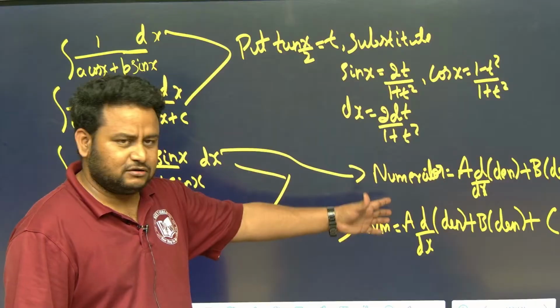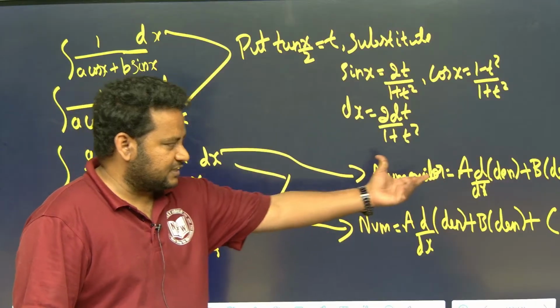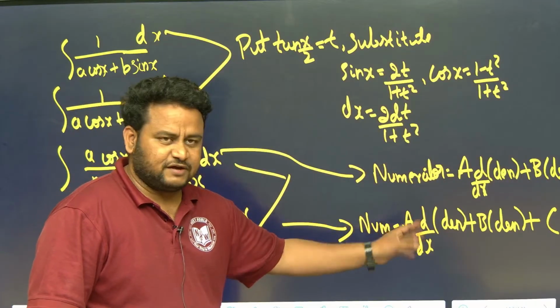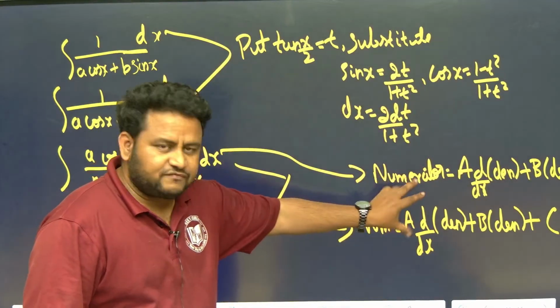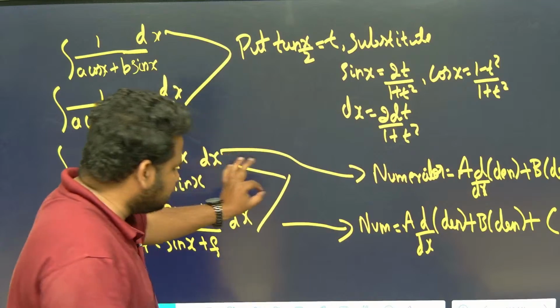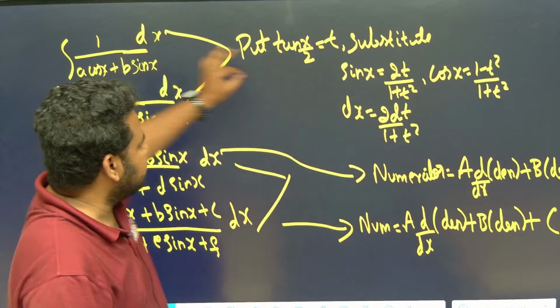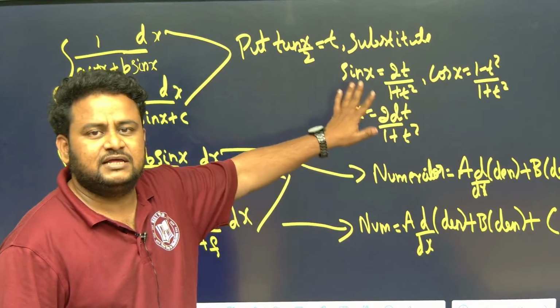You have to substitute the numerator like this for the third type and the fourth type. Clear? So there are similar types. These two you will solve in one method and these two types you will solve in another method. That's it. This is what we discussed in the previous class.